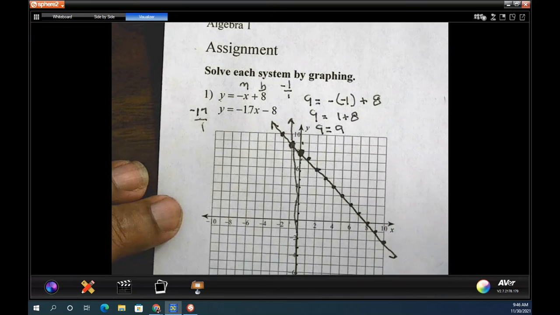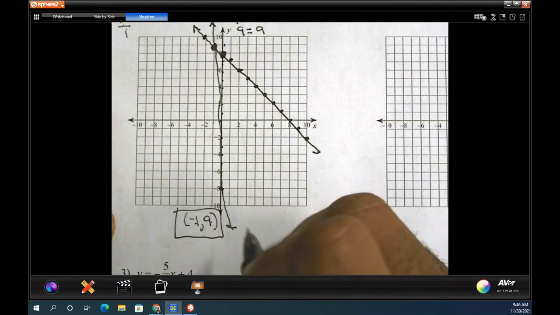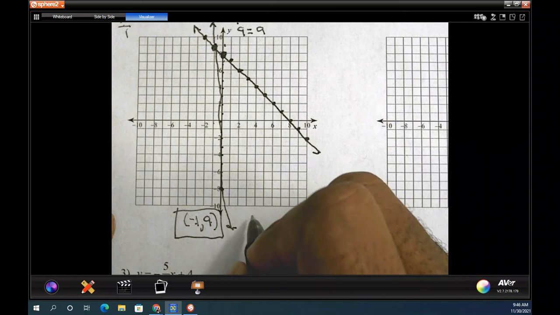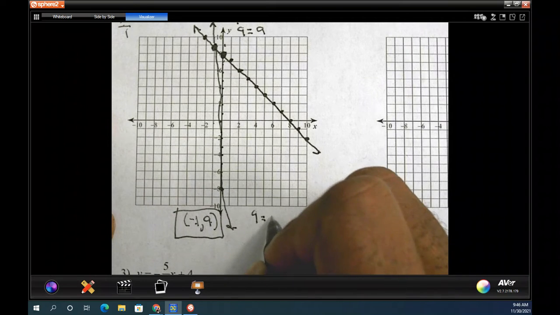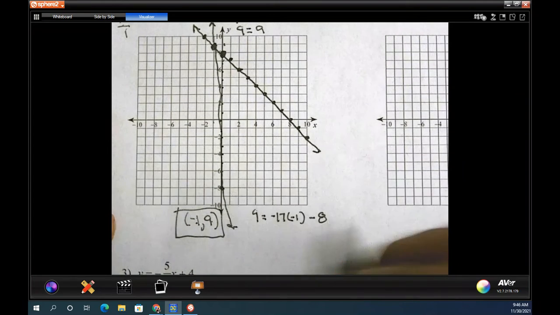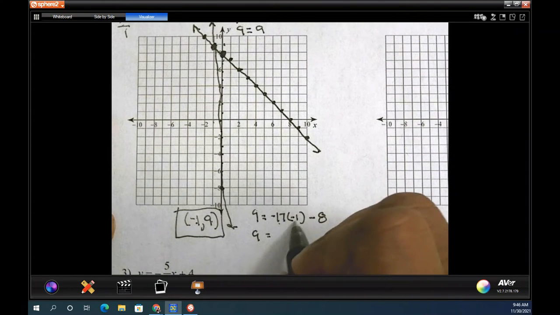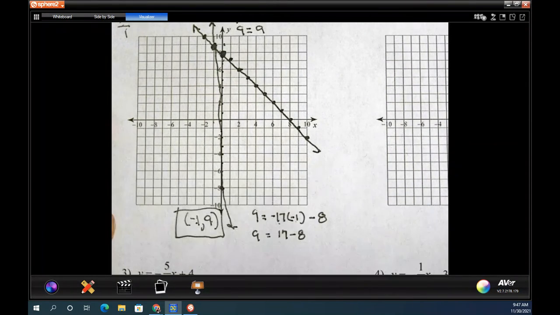Now, let's put it in here. Let's go down to the bottom. We substitute in -1. So we should have 9, because that's your y value, is equal to -17 times -1 minus 8. 9 is equal to, -17 times -1 is just 17. What's 17 minus 8? 9. So we have 9 equals 9.